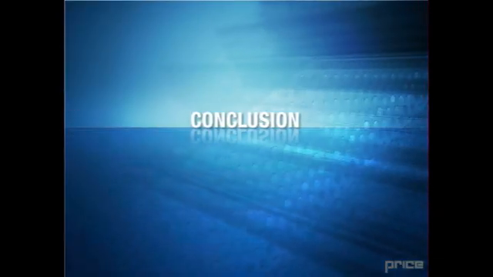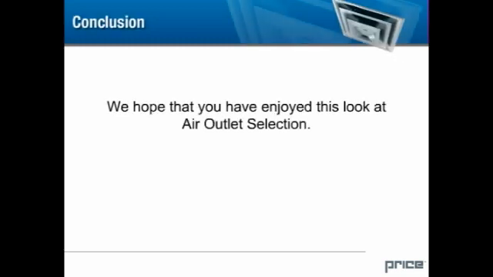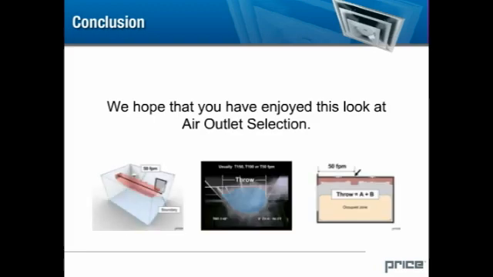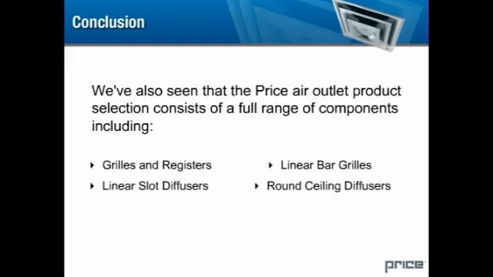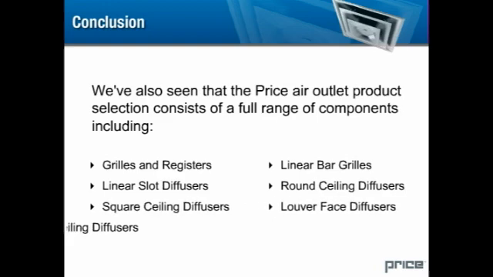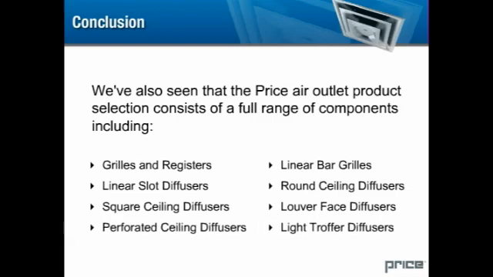Conclusion. We hope that you've enjoyed this look at air outlet selection. We've explored many aspects of air outlet selection criteria, from design factors to performance factors to selection procedures. We've also seen that the Price air outlet product selection consists of a full range of components including grills and registers, linear bar grills, linear slot diffusers, round ceiling diffusers, square ceiling diffusers, louver face diffusers, perforated ceiling diffusers, light troffer diffusers, and plenum slot diffusers, which may be combined to suit a variety of applications.